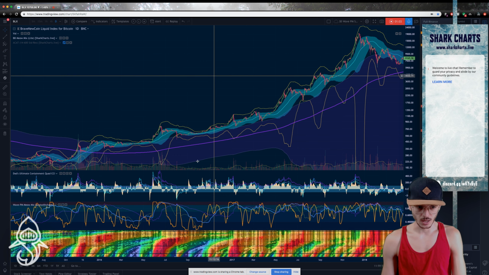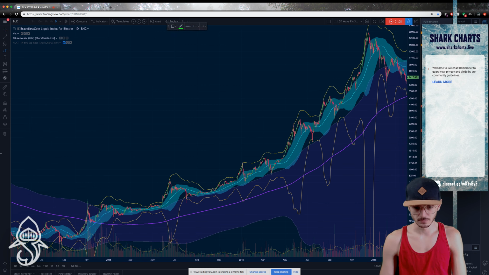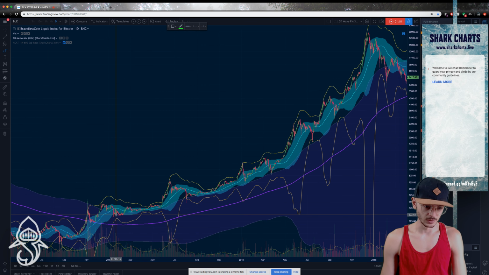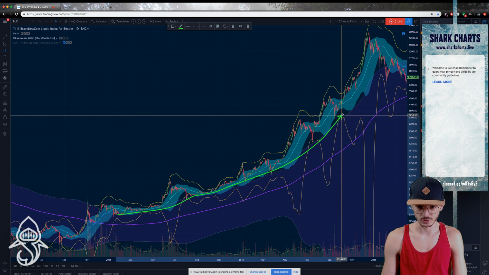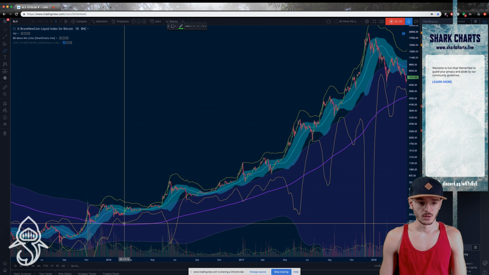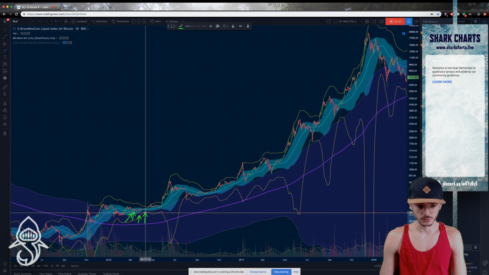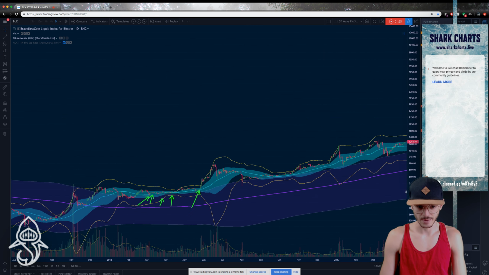So why is this so important? Well, it has reliably acted as support for the entirety of the previous bull run. I think it has. Let's count the points of contact, shall we? 1, 2, 3, 4. Let's zoom in on that too. Why not? Snap me to price, please.